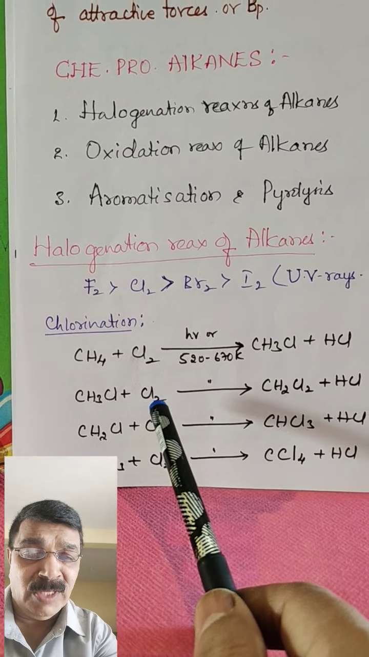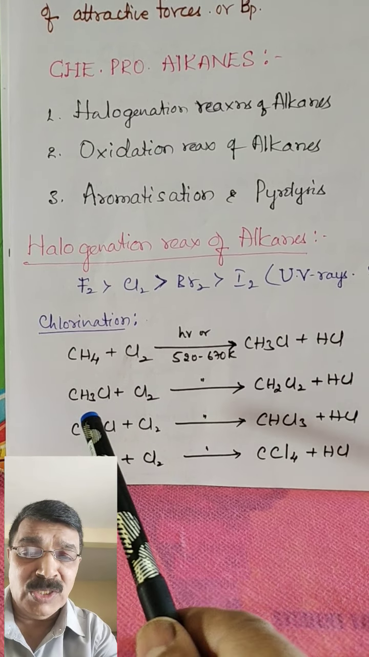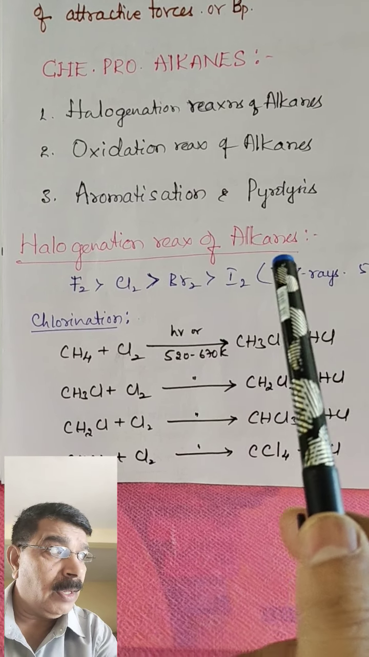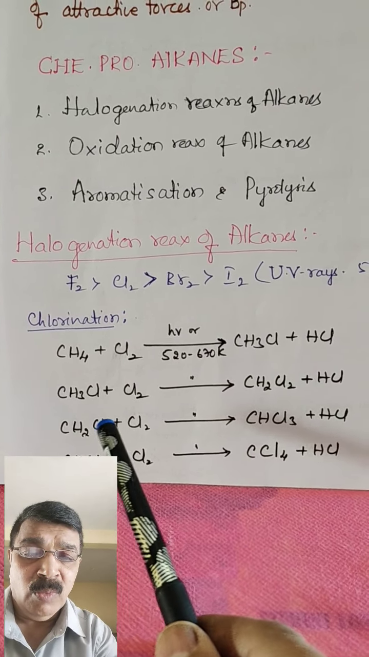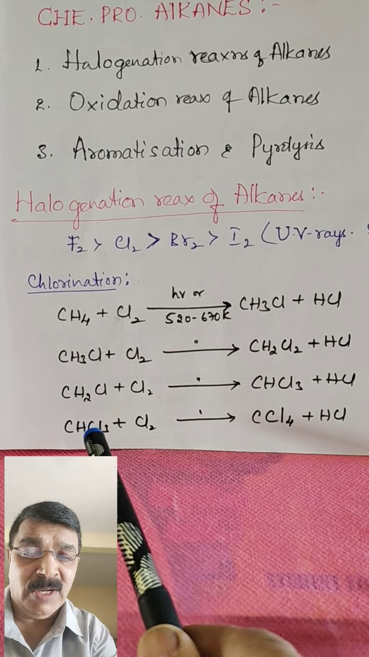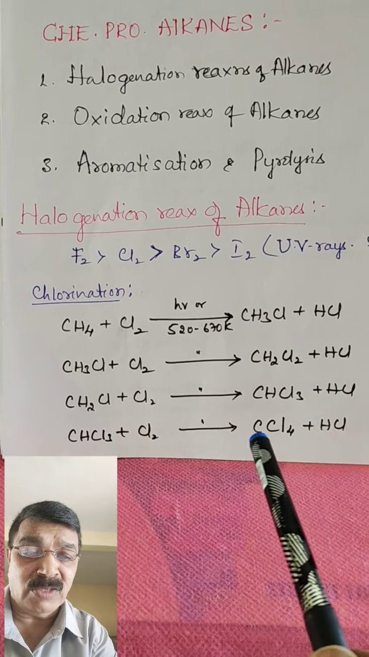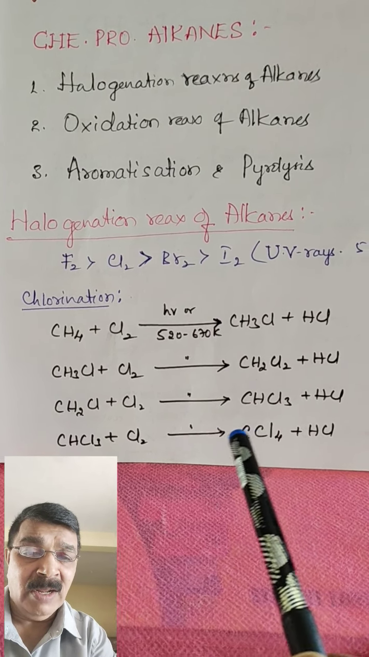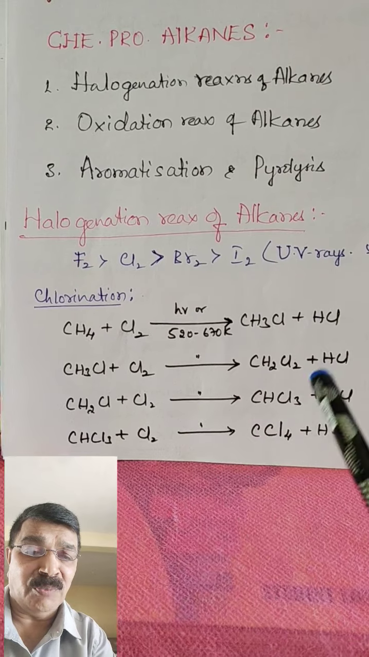Again, methyl chloride with chlorine. Losing one more hydrogen atom from the methyl chloride, it forms dichloromethane. Again, the dichloromethane loses one more hydrogen atom, it forms trichloromethane. Again, trichloromethane loses another hydrogen atom, and it satisfies the 4 chlorine atoms: carbon tetrachloride. This reaction is chlorination of methane.